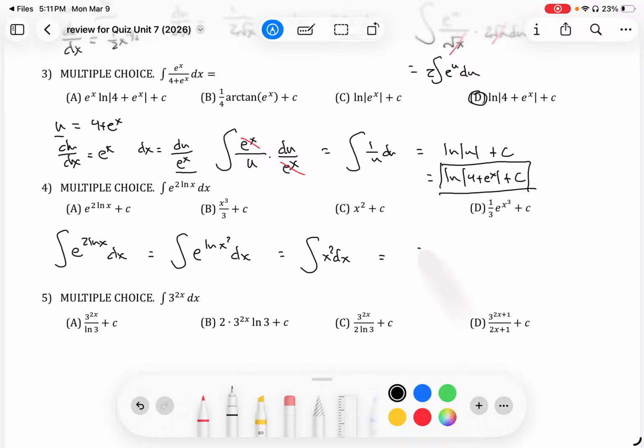And then that just becomes the antiderivative of x squared dx, because e to the ln, they undo each other. And then it becomes a very straightforward integral. It would just be x cubed over 3 plus c. So I end up with b.